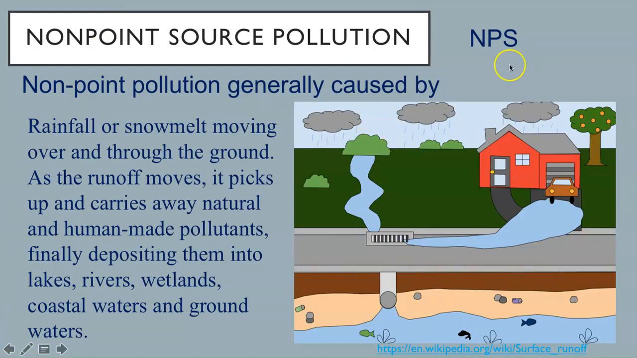Here is an image depicting this process. Once again, rainfall or snowmelt moving over and through the ground. As the runoff moves, it picks up and carries away natural and human-made pollutants, finally depositing them into lakes, rivers, wetlands, coastal waters, and groundwaters.